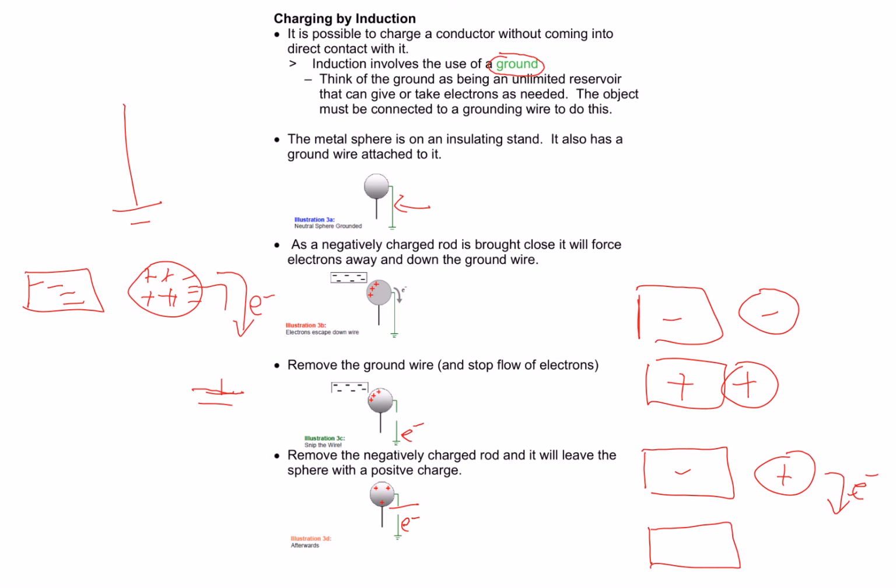And the reverse would happen if we brought a positively charged rod close. It'll take electrons up the ground wire this time. So then when we move the positive away, we'd have an excess of negatives, so we'd be left with a negative charge. So induction is pretty cool, and I'll try to demonstrate it if I can find the equipment when we're in class.